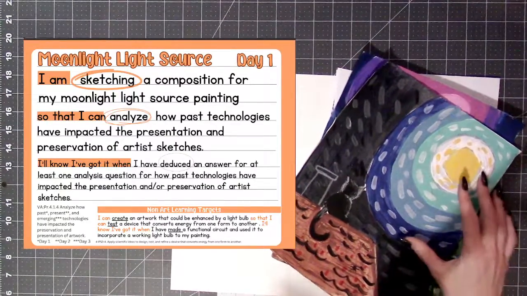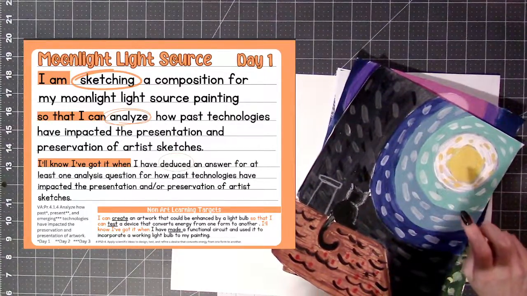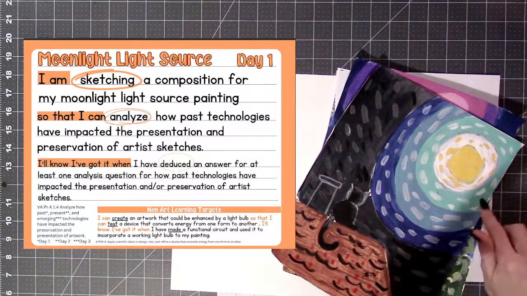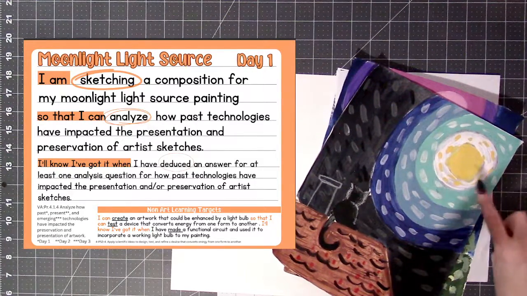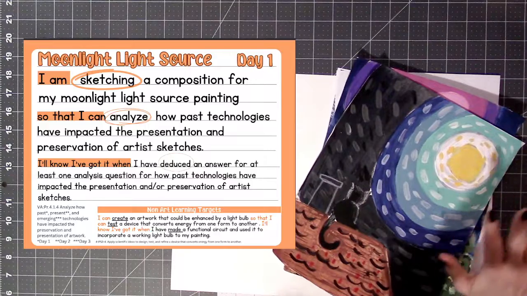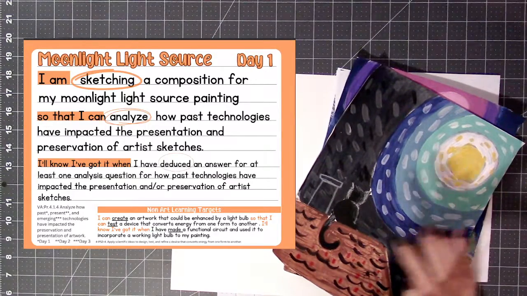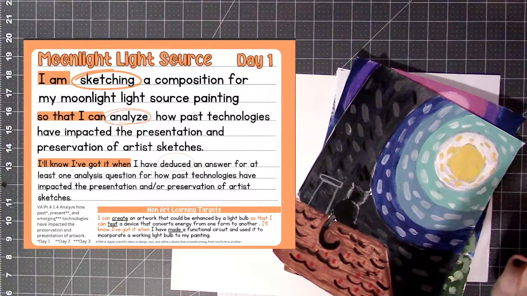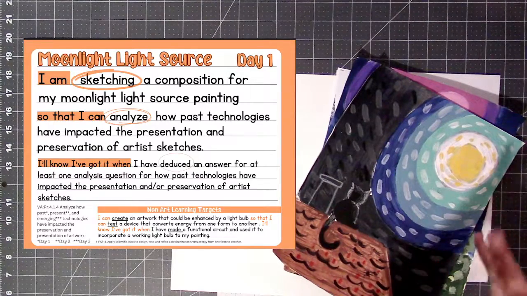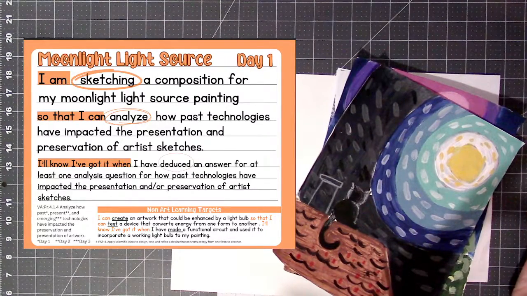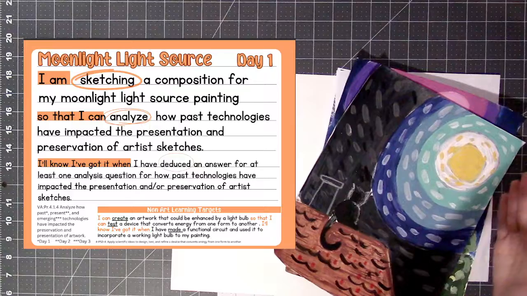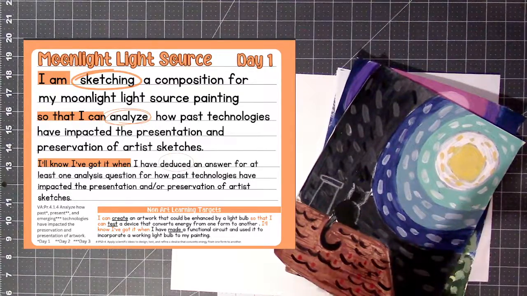You'll know you've got it when you've deduced an answer for at least one of those analysis questions for how past technologies have impacted the presentation or preservation of artists' sketches. But first, we're going to do our own sketch. Once you do your own sketch, you'll be better equipped to analyze how the past technologies have impacted the presentation and preservations of other sketches.